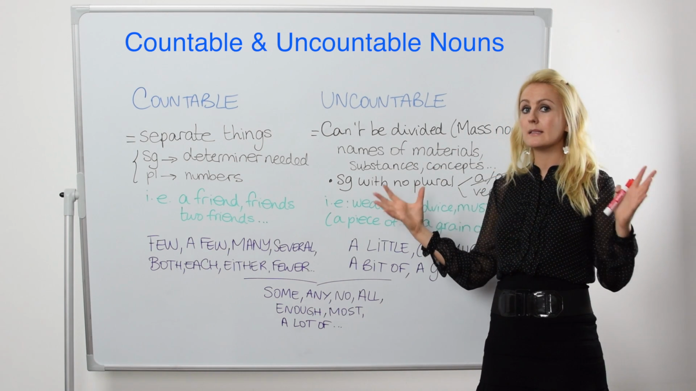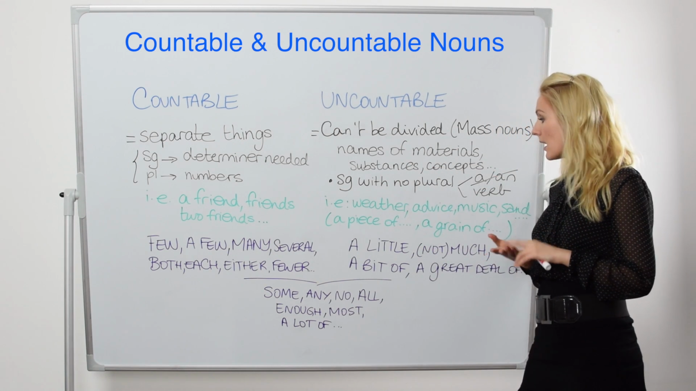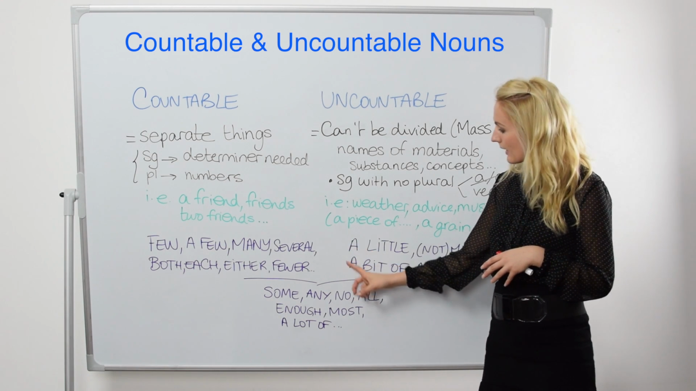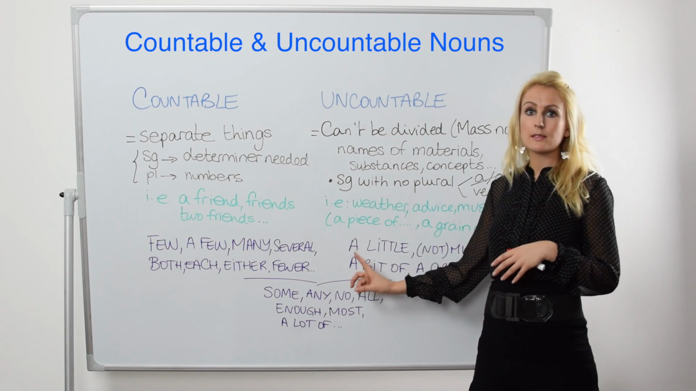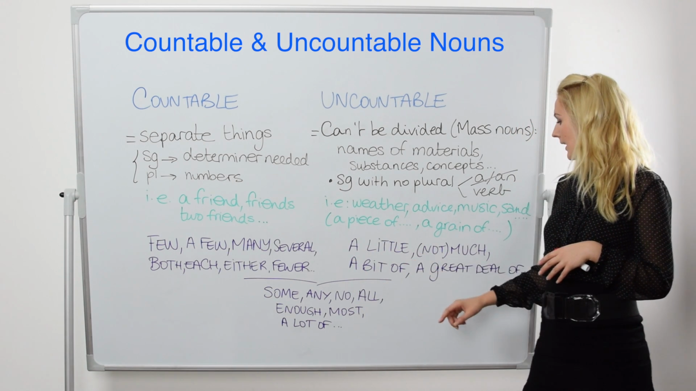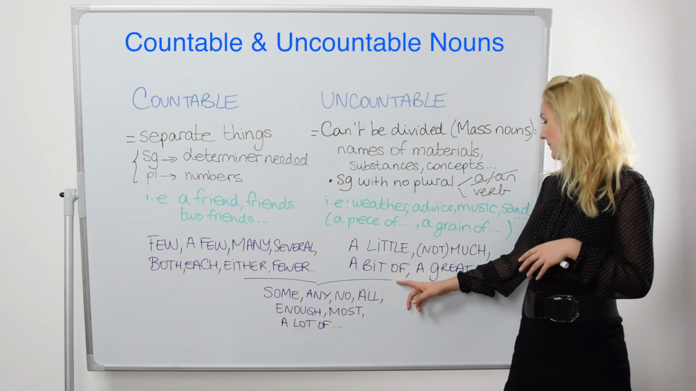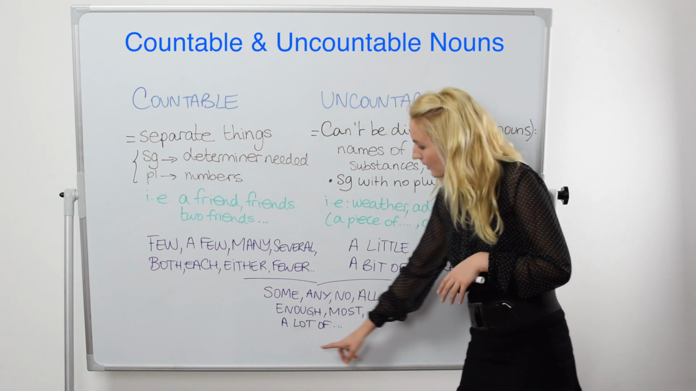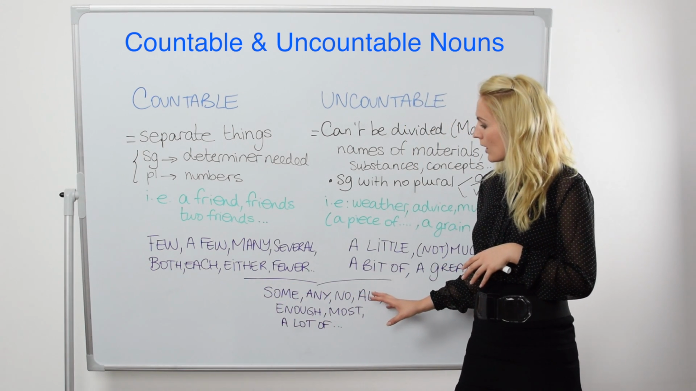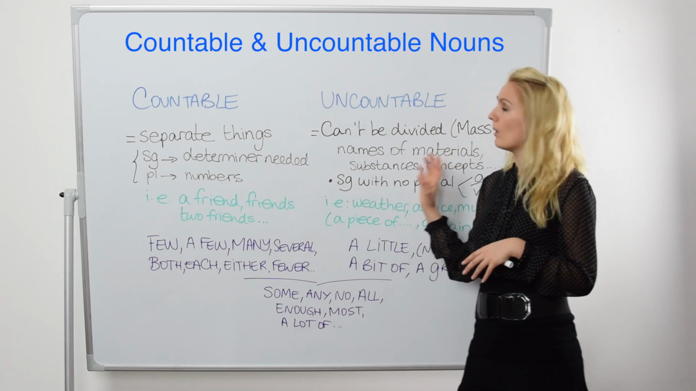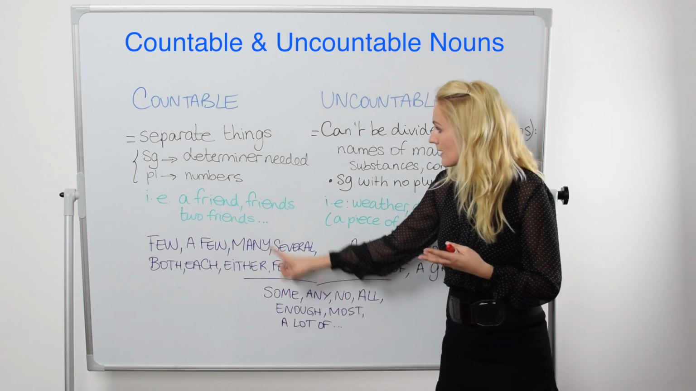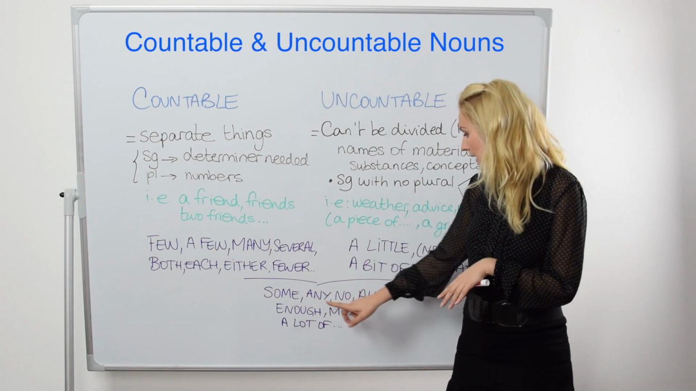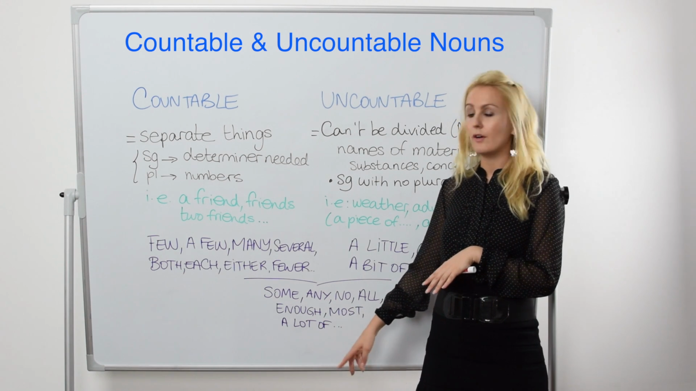Time as a concept is uncountable. Sun, rain, those things are uncountable. And you could use uncountable nouns with these quantifiers here. So you could say a little rain, not much sun, a bit of money, a great deal of time, and so on. And then in the middle here, you have a series of quantifiers that can work either with countables or uncountables. So you could easily say some people or some advice. So it works with both. Any, no, all, enough, most, a lot of, and so on.